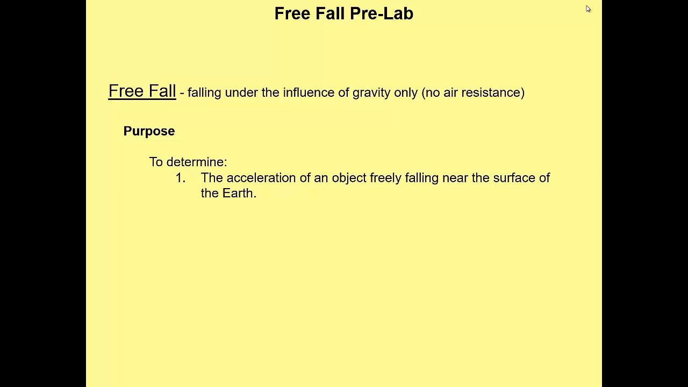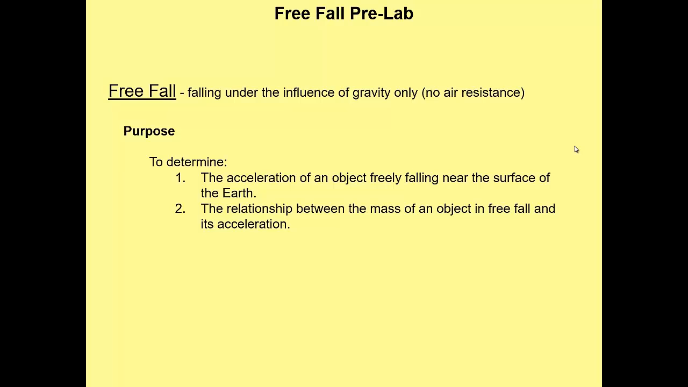So the purpose of this first lab is twofold. We are going to determine if there is a special acceleration for objects that are falling near the surface of the Earth. And I'll only guarantee this near the surface of the Earth. These are freely falling objects, so we'll be able to neglect the effects of air resistance. And then the second thing we're going to figure out is, what effect does mass have on that acceleration? Do more massive objects fall faster, slower, the same? We'll find out in this lab. So two things we're going to determine here.